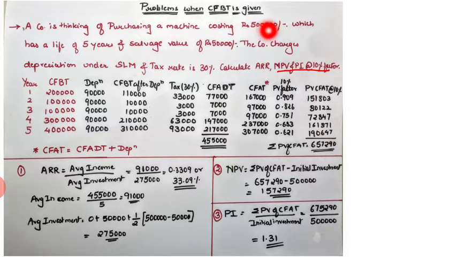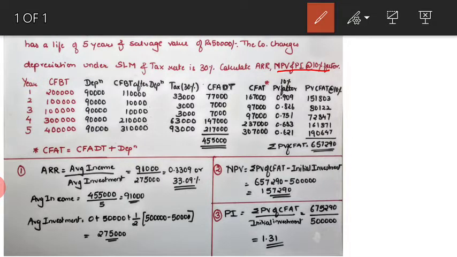So let's understand what is given in the problem. Initial investment is given, which is 5 lakhs. Life of the asset is given, which is 5 years. Salvage value is given, 50,000. It is straight line method of depreciation. Tax rate is 30%, and we have to calculate ARR, NPV and PI at 10% factor. Then the cash flows are given to us from year 1, 2, 3, 4, 5. That is 2 lakh, 1 lakh, 1 lakh, 3 lakhs and 4 lakh. This is what is given to us. Now we have to calculate ARR, NPV and PI. Now how do we go about it?